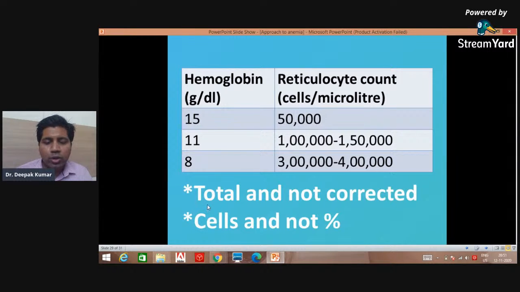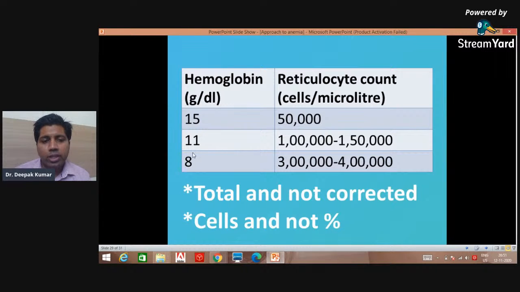And in this case, you don't have to use any corrections. Okay, if you are directly getting the reticulocyte count in cells per microliter, then you just look at these values. If a patient with hemoglobin of 11 has a total reticulocyte count of 50,000 cells per microliter, then it is a hyporesponsive marrow. That patient will have a problem with bone marrow production of cells, so that would be hypoproliferative or a maturation defect.